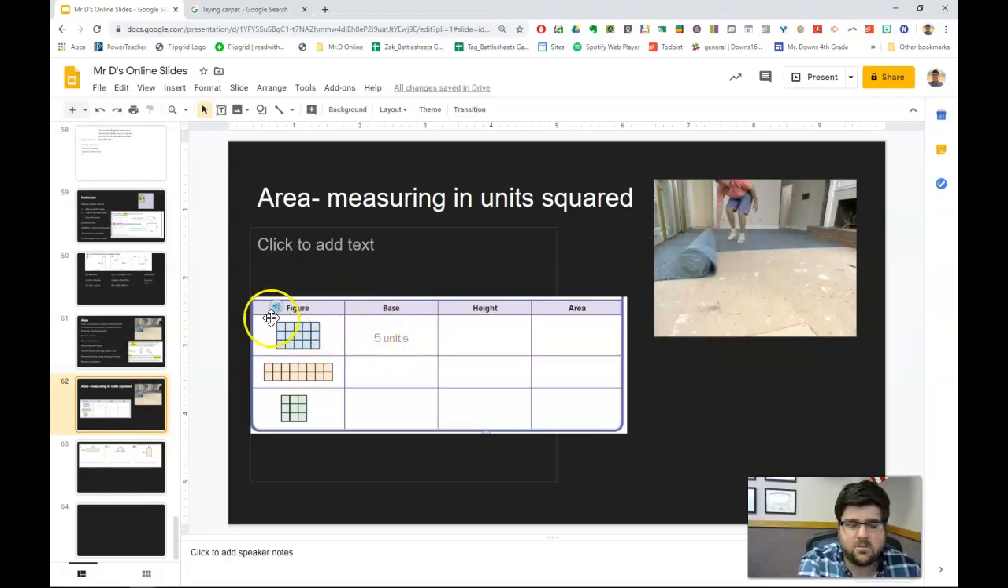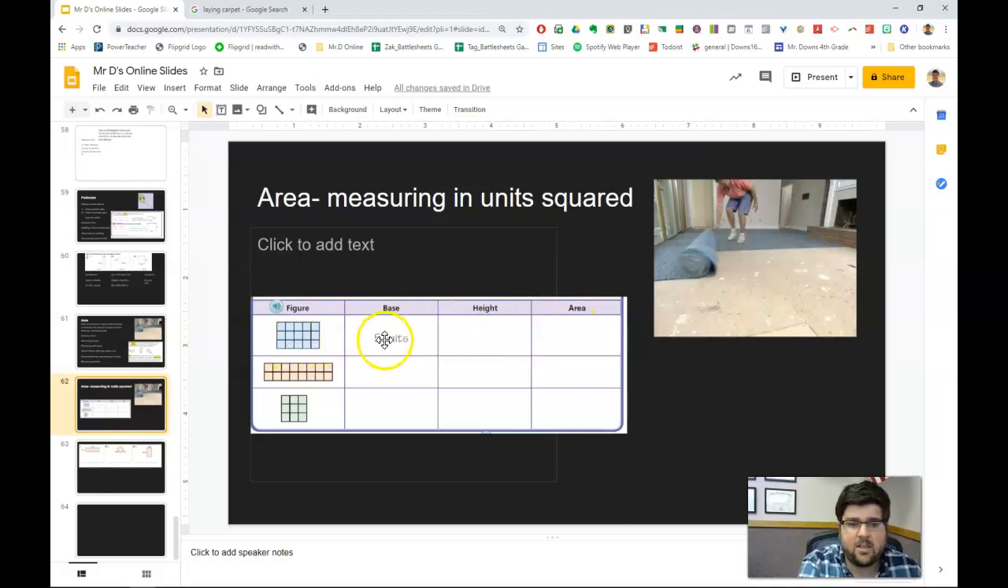But let's do this chart together. So this column has the pictures. This one's going to have the base, which is the measurement across the bottom. This column has the height, which is the measurement across the top. And then this one has the area, or how many total square units there are.